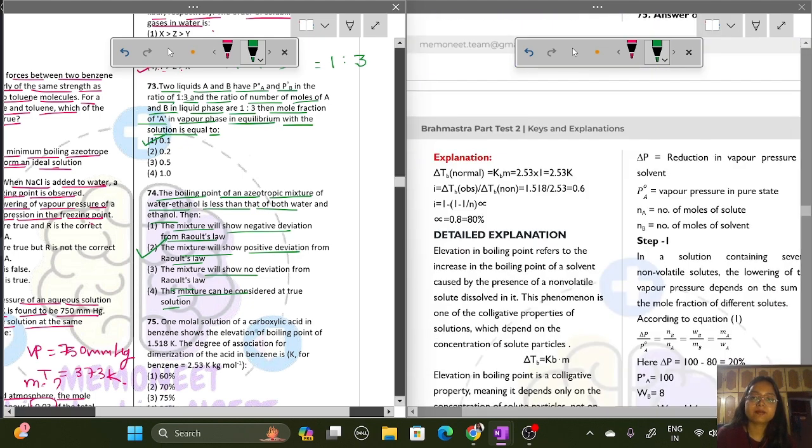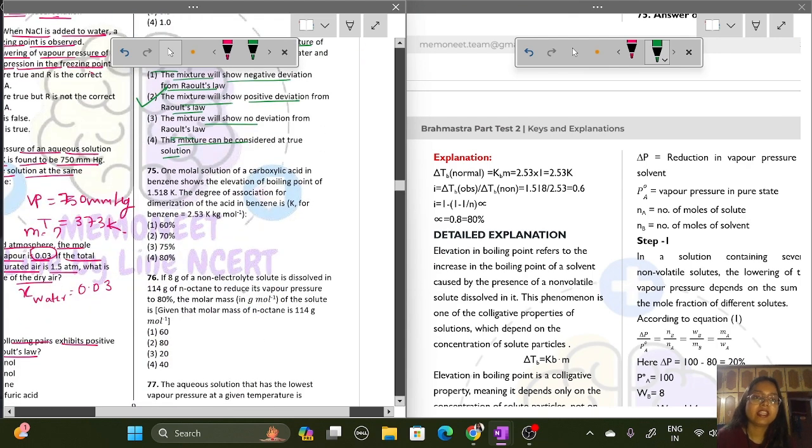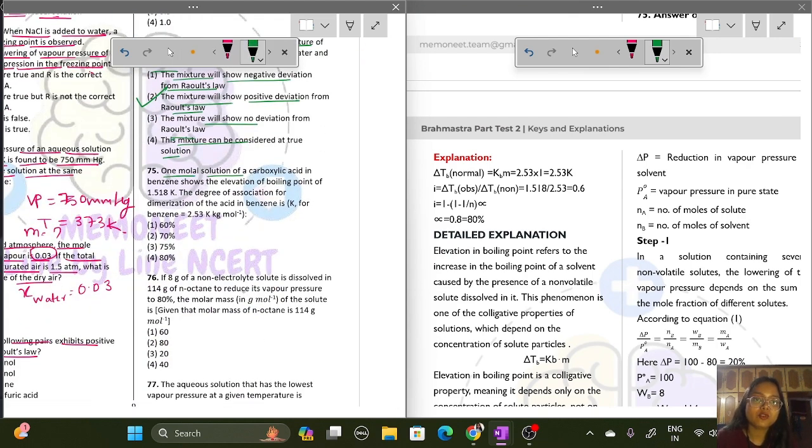Next is question number 75. In question number 75, a 1 molar solution of carboxylic acid in benzene shows an elevation of boiling point of 1.518 Kelvin. The degree of association for dimerization of the acid in benzene is? Kb for benzene is given here.